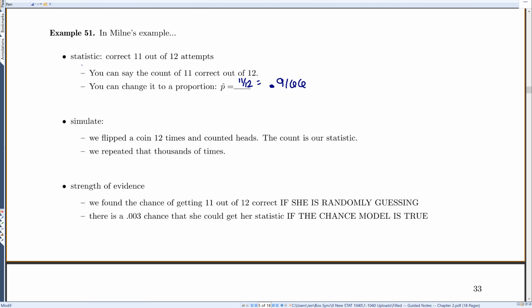Let's see, then simulate. So we flipped a coin using the applet 12 times and counted the heads. That count is our statistic. And then we repeated that thousands of times. Okay. And then we looked at the strength of evidence. We found that the chance of getting 11 out of 12 correct if she was randomly guessing was 0.0003. So that means there's a 0.0003 chance that she could get her statistic if the chance model is true. So if she was just randomly guessing, there's only a 0.0003 chance that she would get 11 out of 12 right.